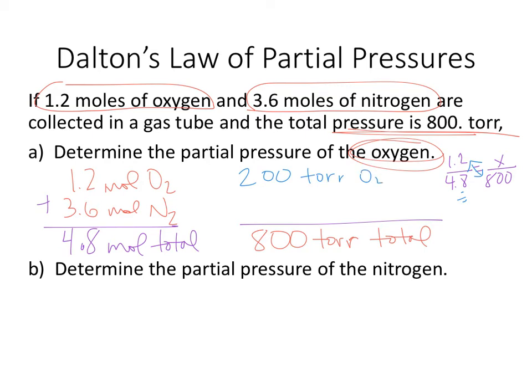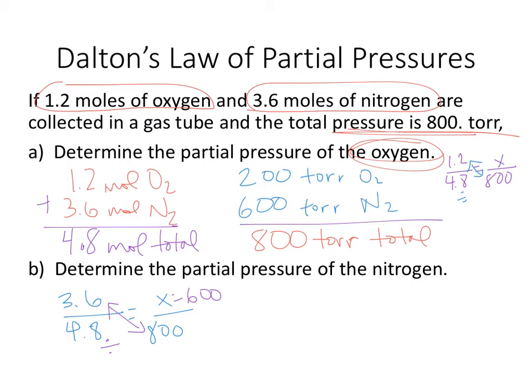So what about the partial pressure of the nitrogen? It's the same idea. 3.6 moles out of 4.8 total is equal to how many out of 800 total? So again, cross multiply, 3.6 times 800 divided by 4.8 equals 600. So this is going to be 600 torr for the nitrogen.